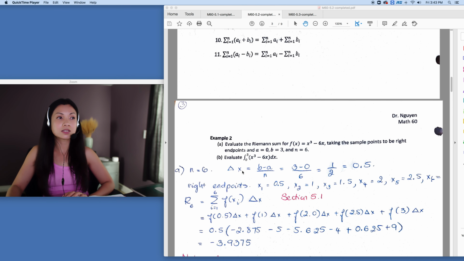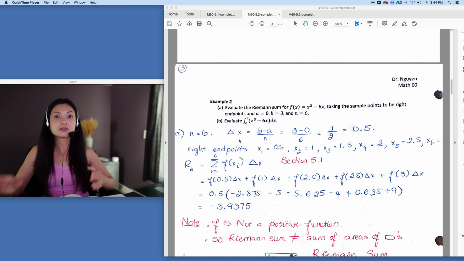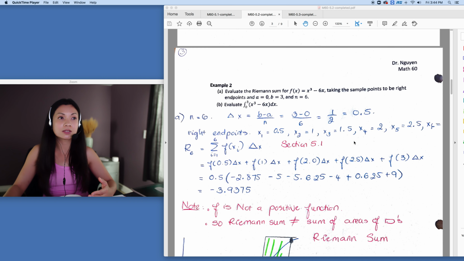Now let's take a look at example 2. They want you to evaluate the Riemann sum for this function right here, taking the sample points to be right endpoints, and they give you a is 0, b is 3, and n is 6. So what we have is six subintervals. So you see right here, n equals 6. We have to figure out delta x, which is b minus a divided by n. I plug it in, it turns out to be 1/2. The first right endpoint is 1/2, and then 1, we keep adding 0.5, right? We keep adding 0.5 to get the points.